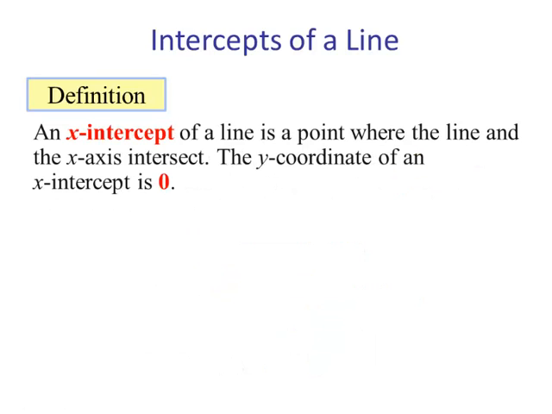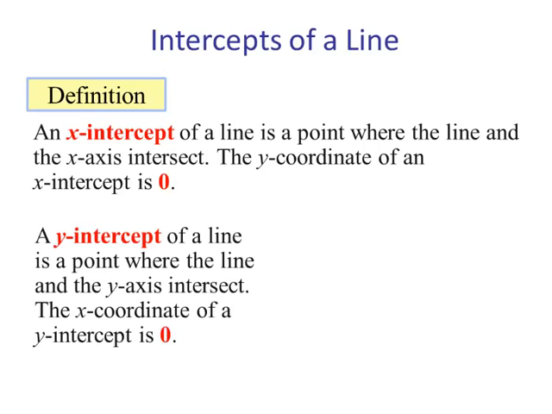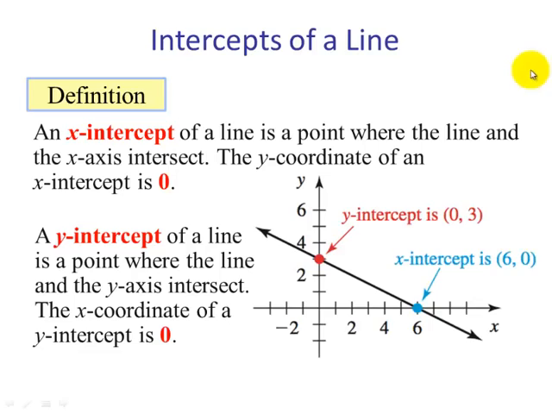The x-intercept of a line is a point where the line and the x-axis intersect. The y-coordinate of an x-intercept is always 0. The y-intercept of a line is a point where the line and the y-axis intersect. The x-coordinate of a y-intercept is always 0. So again, if we look here, the x-coordinate of the y-intercept is always 0. And if we look at the x-intercept, the y-coordinate is always 0.